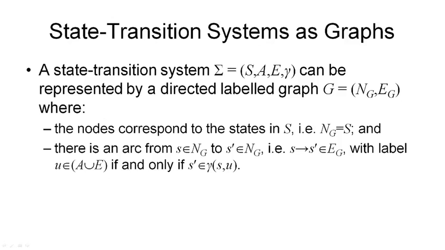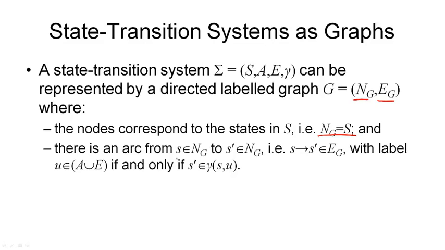Another way to look at a state transition system is to view it as a graph. Suppose we are given a state transition system S, A, E, and gamma, then we can define a directed labeled graph G that consists of nodes NG and edges EG. The nodes of this graph are simply the world states that are possible in this state transition system. So NG is equal to S.